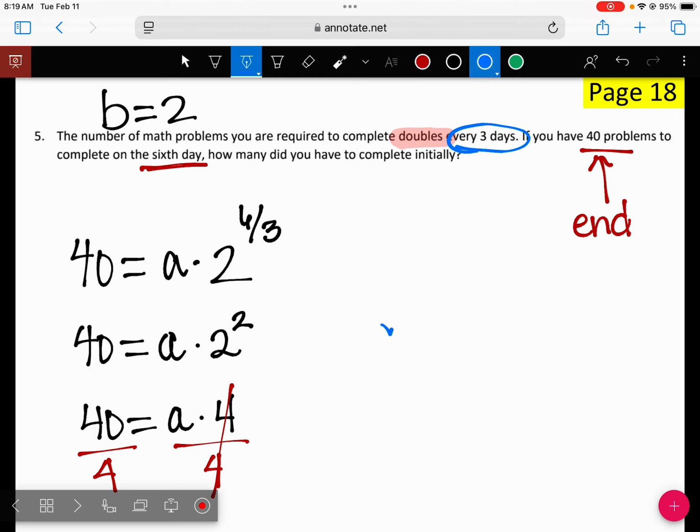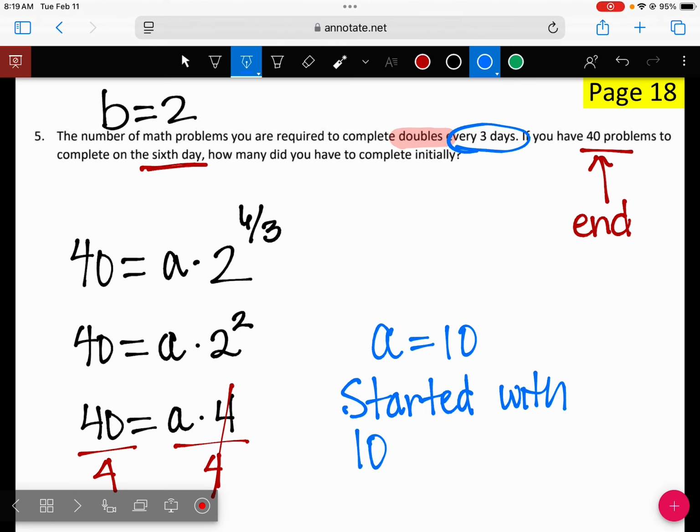And you should get 10. So A is 10. So that means that we started with 10 math problems. So that's how much we started with. A is 10. We had to work backwards. All right, any questions about 4 or 5?